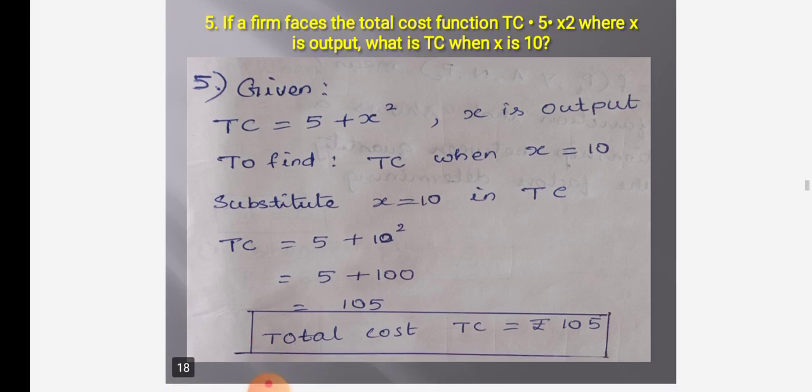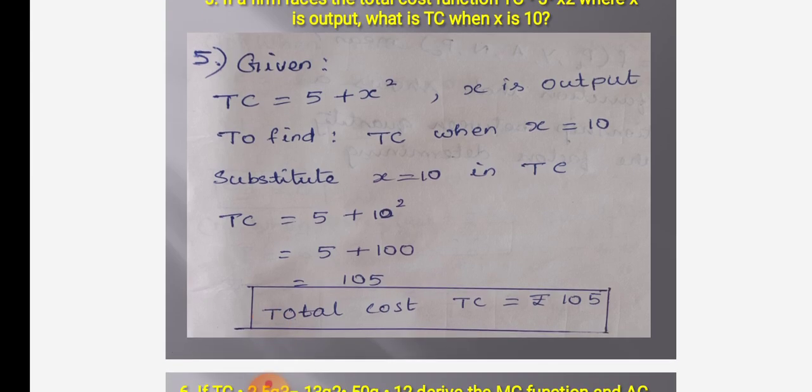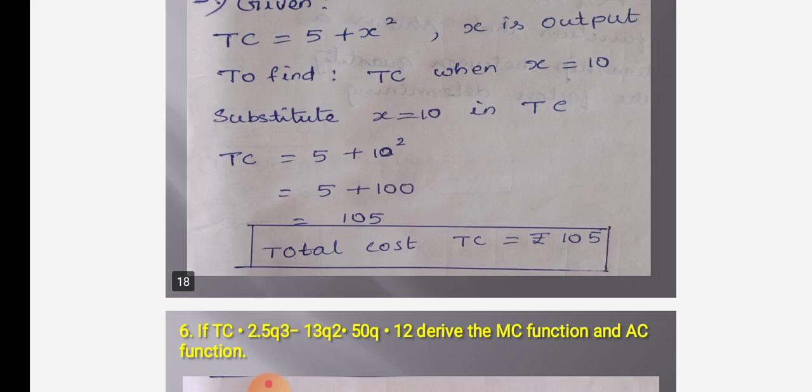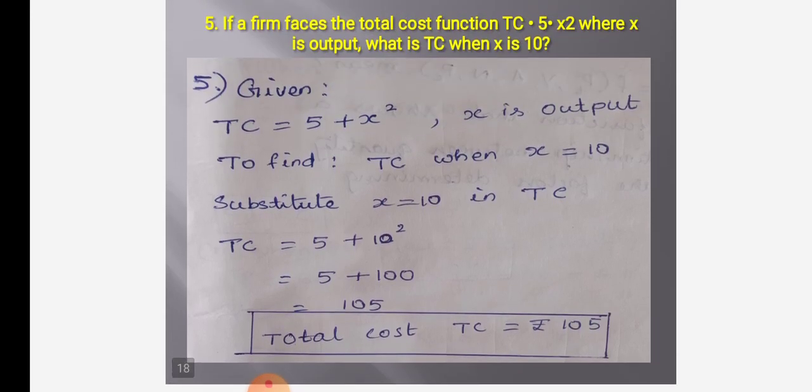Very simple. They have given TC to be 5 plus x square. The value of x is also given to be 10. Substitute x is equal to 10 in the given total cost function. So when you substitute x is equal to 10, 5 plus, instead of x square, write 10 square. Now 10 square is nothing but 100. 10 into 10, 100. 5 plus 100, you get 105. That's all. So the answer is 105. Total cost is rupees 105. I'll give you time. You can take a screenshot.